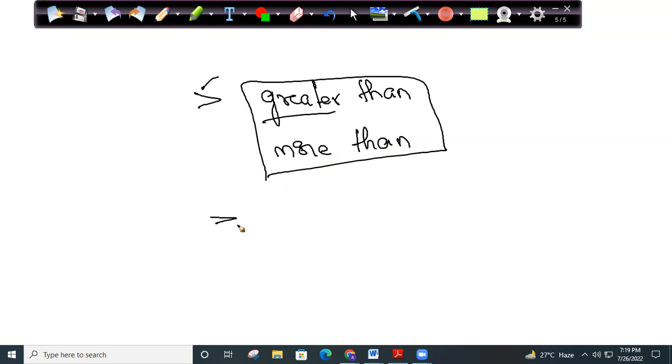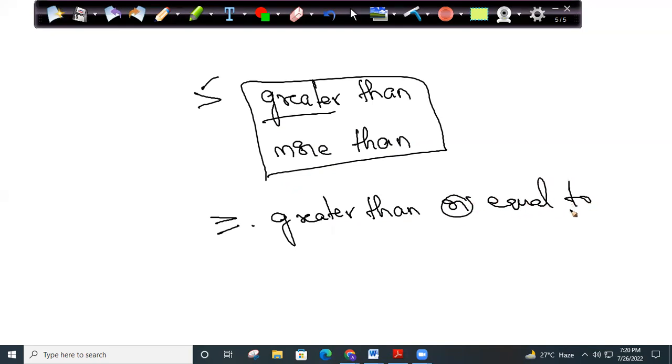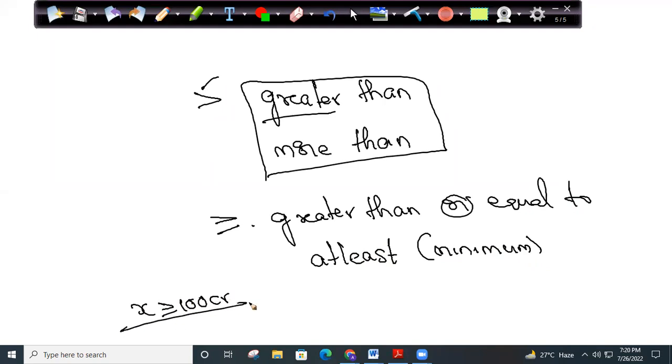Now if I have greater than or equal to, the next thing we have is at least. Before I told you at most. At least means minimum. I have at least 100 crores with me, so X is greater than or equal to 100 crores. So the next thing you can say for at least, minimum, is greater than or equal to.